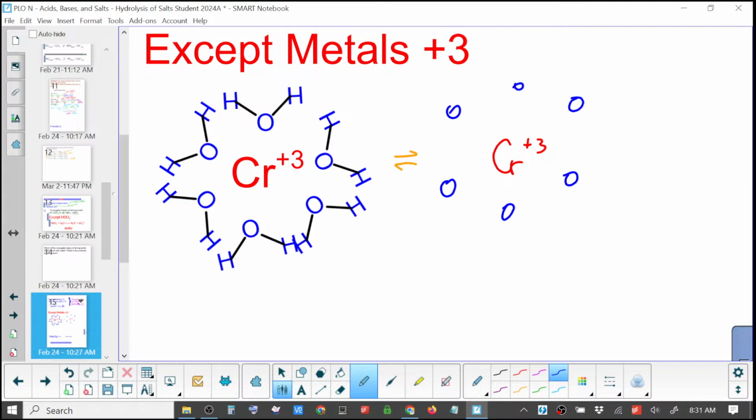Draw 2 of them? We draw 2. But don't draw the next one completely, because the second one is after something happens. And then what color did I make the hydrogens? Blue.